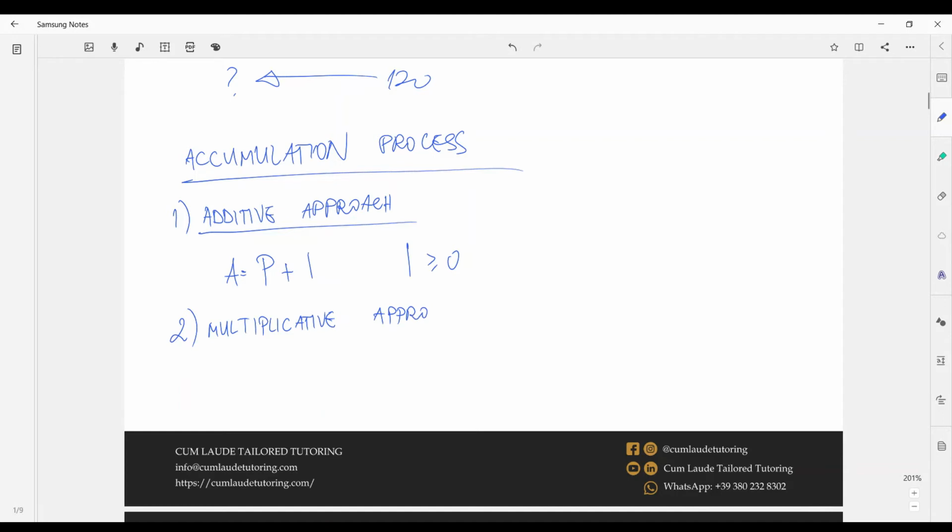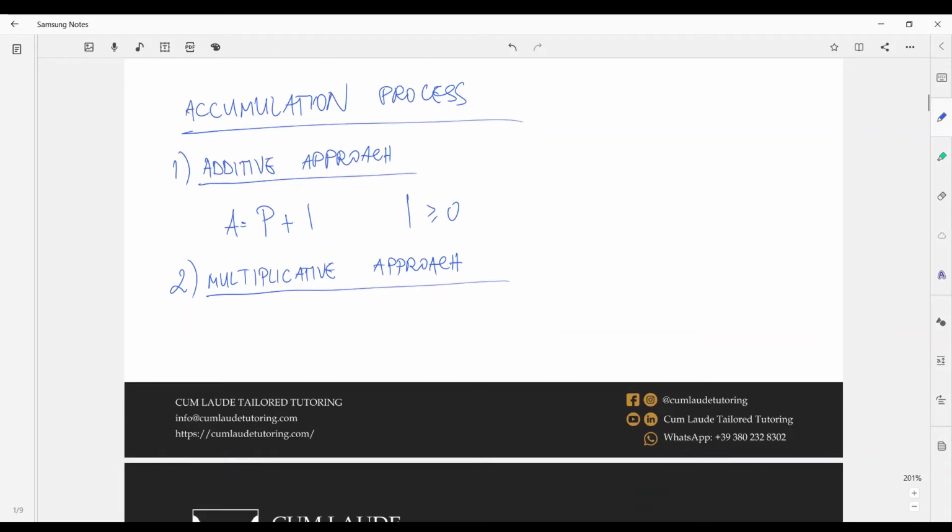The multiplicative approach says the following thing. Instead of saying that A is equal to P plus the amount of interest that you earn in the process, we say that A is equal to P times F. And F is the so-called accumulation factor. So F is telling you how much money you are going to earn when you go from zero to a future date T.